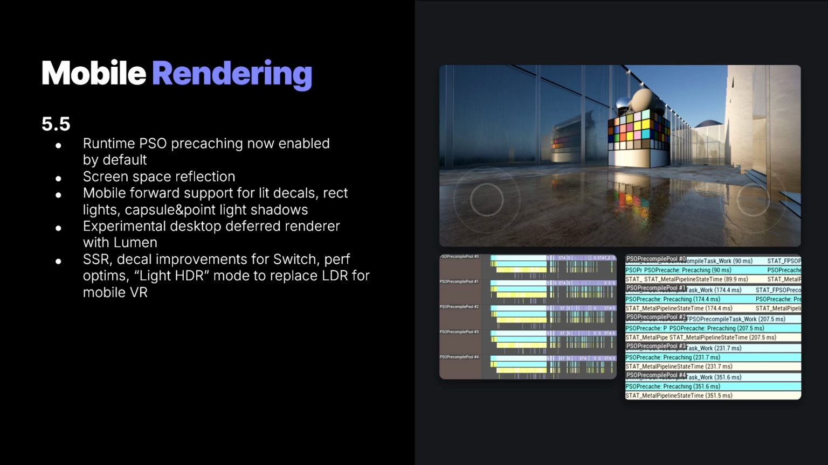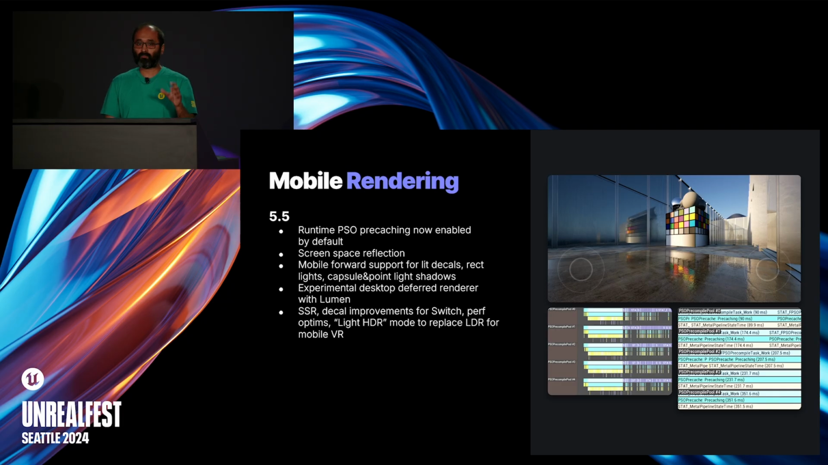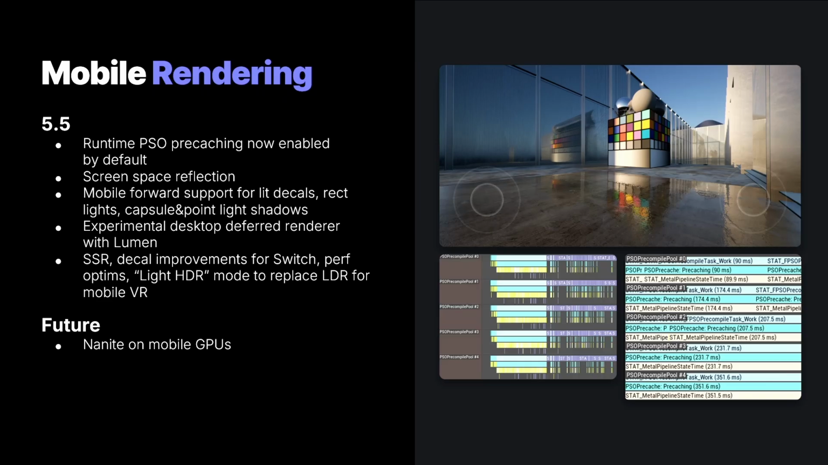There's again more improvements for decals for Switch. There's also performance optimizations, and there's also the light HDR, which will then replace the existing LDR for mobile VR platforms. So if you're working on an Android, like Quest-based VR device, I would wait for 5.5 before you begin development. And future Nanite on mobile GPUs will be there. It's currently being supported on very high-end devices that we are testing internally, but we are working on it. And there's also improvements on the mobile forward renderer again for VR.